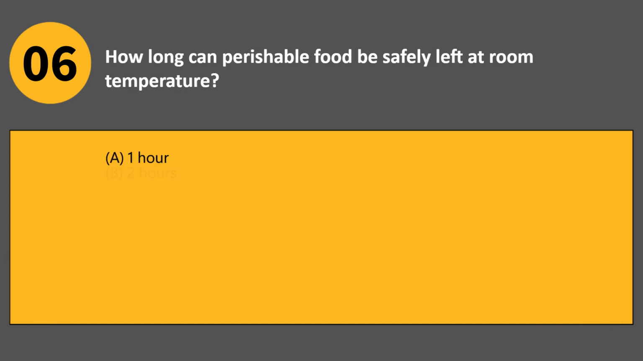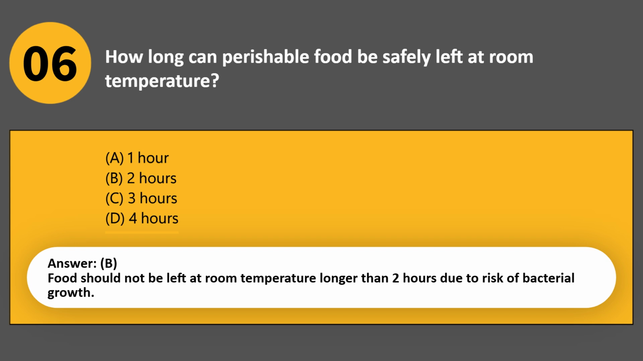How long can perishable food be safely left at room temperature? A. 1 hour. B. 2 hours. C. 3 hours. D. 4 hours. Answer, B. Food should not be left at room temperature longer than 2 hours due to risk of bacterial growth.